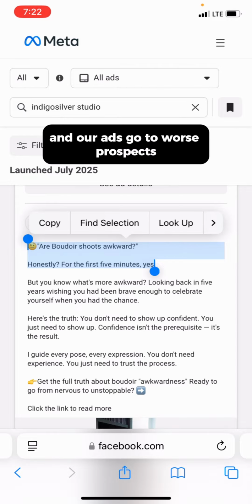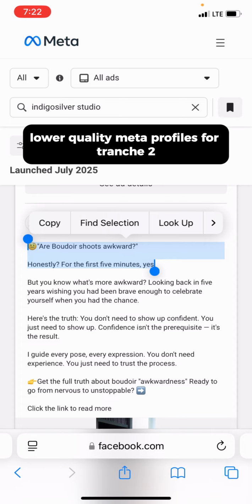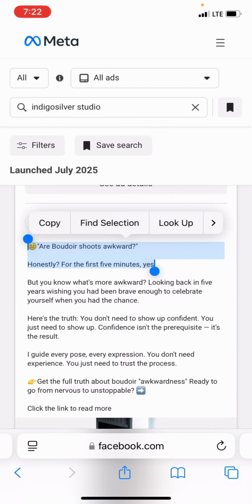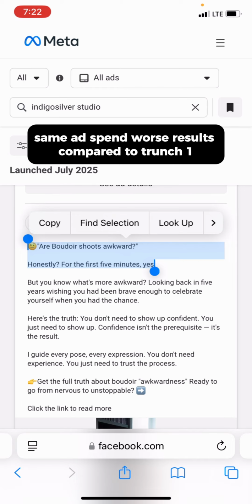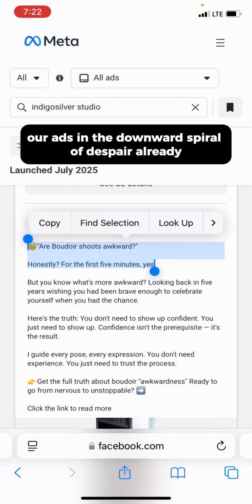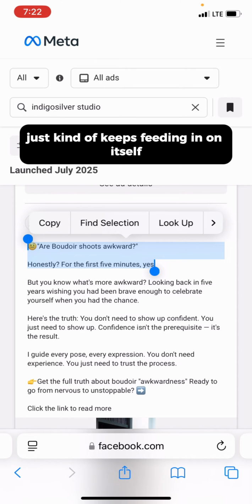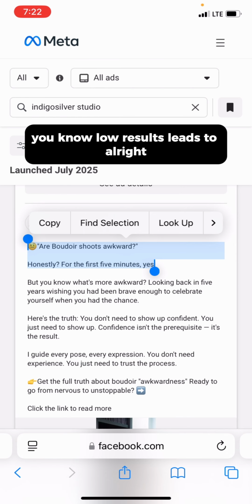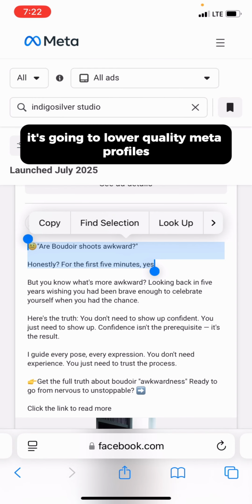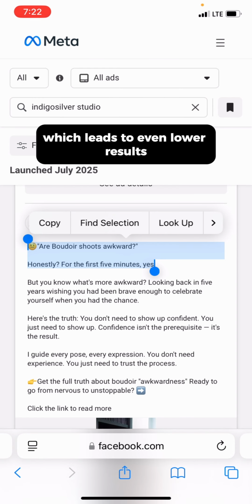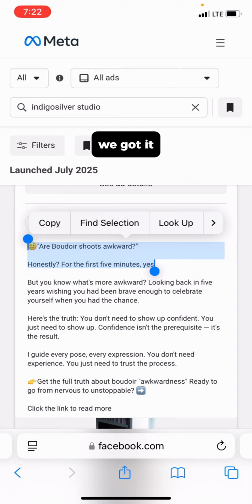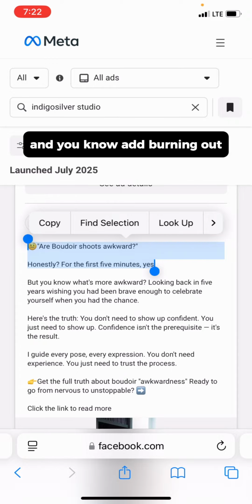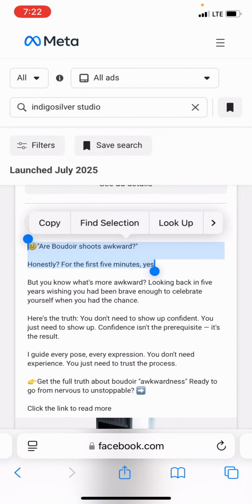And our ads go to worse prospects, lower quality meta profiles for tranche 2. And as a result, same ad spend, worse results compared to tranche 1. Our ad's in the downward spiral of despair already. It just keeps feeding on itself. Low results lead to our ads going to lower quality meta profiles, which leads to even lower results. Yeah, downward spiral of despair. We got it. All right. Ad burning out, ad dying out, refresh creative.